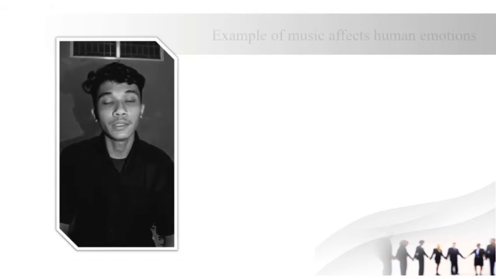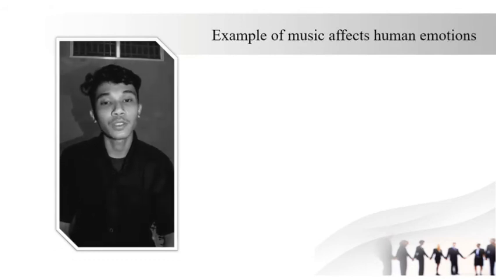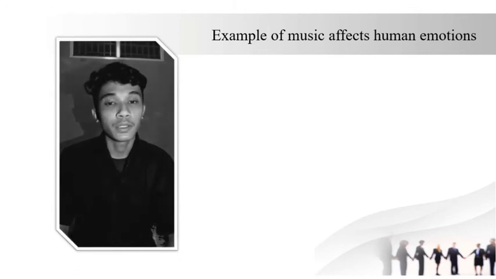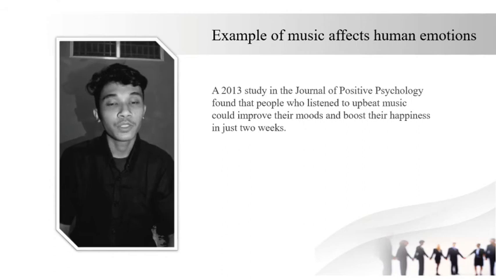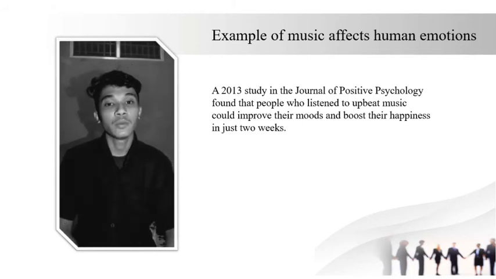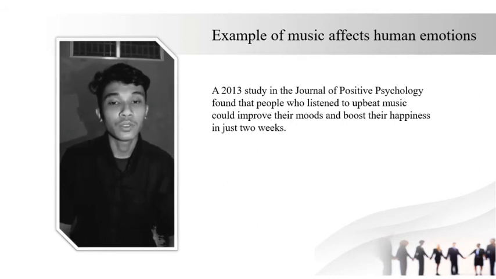The next slide is about examples of music affecting human feelings or human emotions. A 2013 study in the Journal of Positive Psychology found that people who listened to upbeat music could improve their moods and boost their happiness in just 2 weeks. In the study, participants were instructed to try to improve their moods, but they only succeeded when they listened to upbeat music of Copland as opposed to the sadder tunes of Stravinsky.